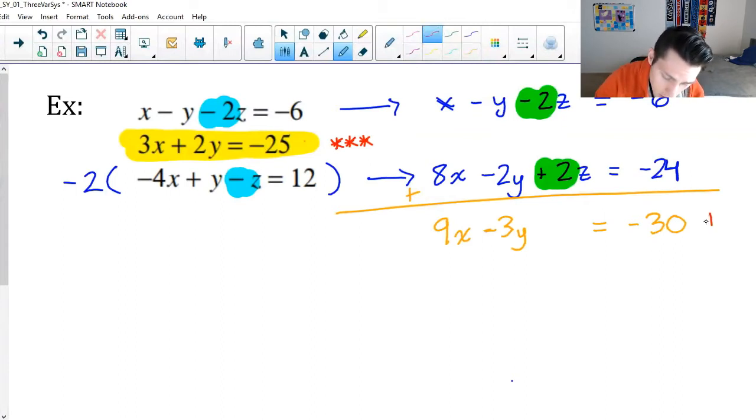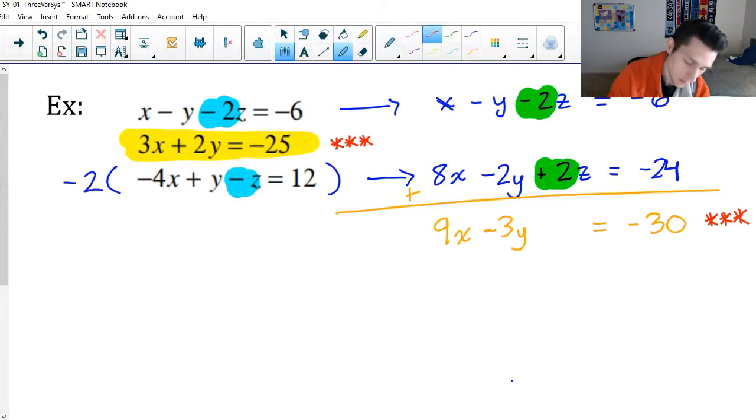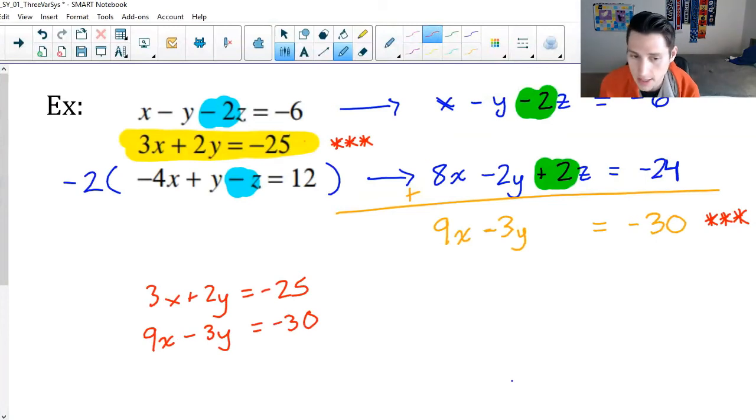And again, I'm going to star this equation to let me know that this is important to me, that I'm going to use it later, or actually in the next step. Okay, so I'll take those two star equations. So 3x plus 2y equals negative 25. 9x minus 3y equals negative 30. And I'm just copying them down exactly, but just now I'm putting them together.